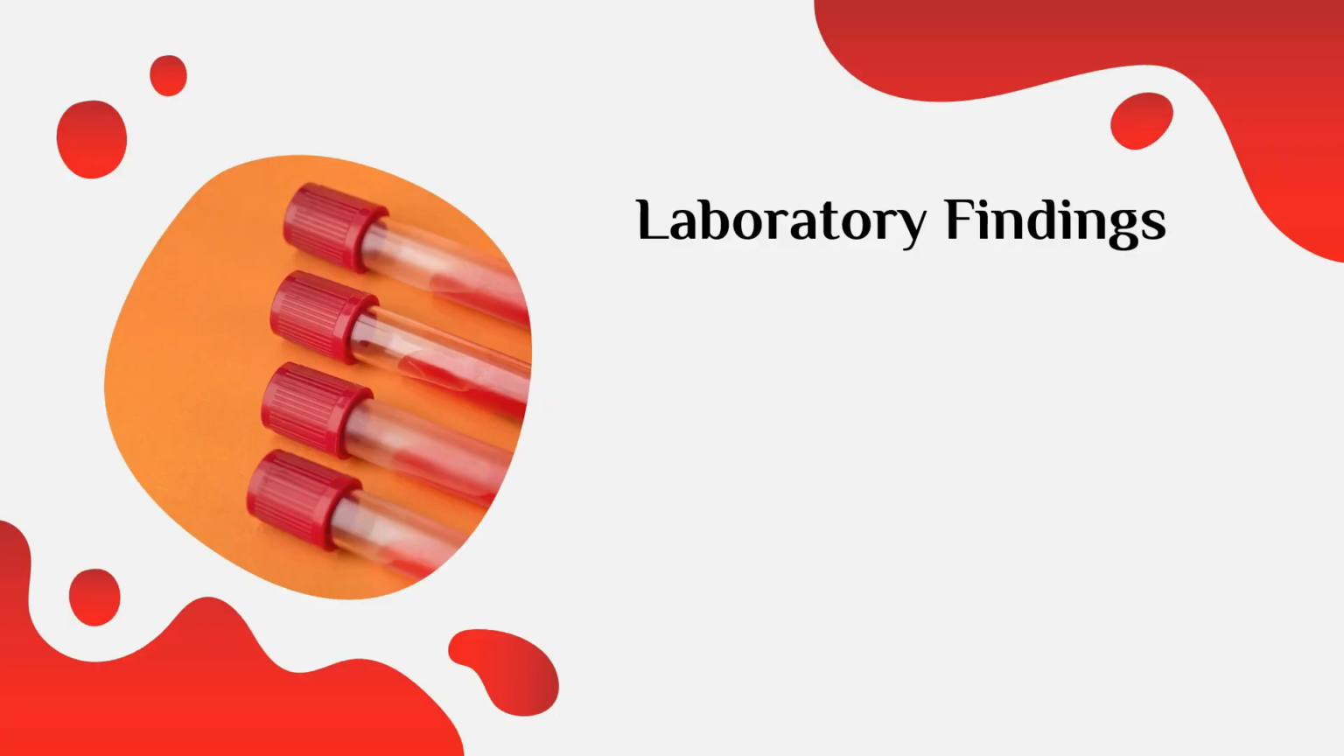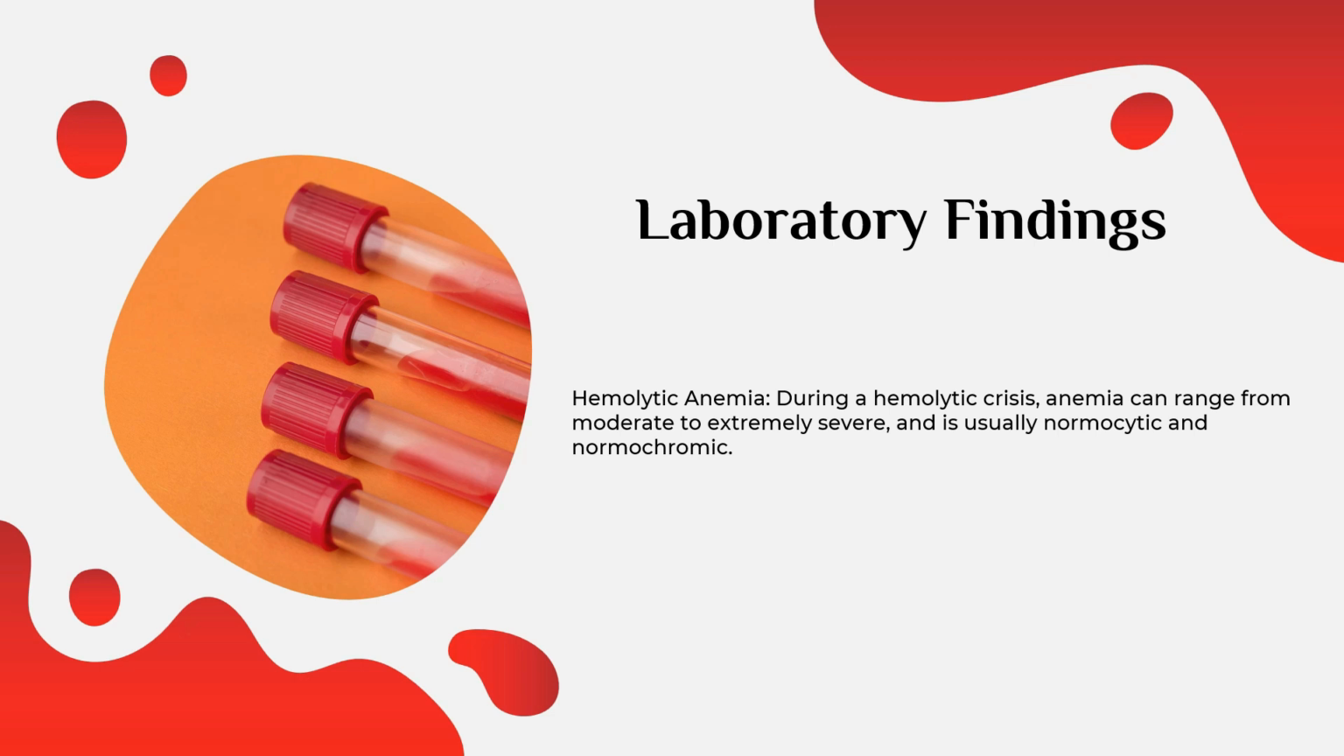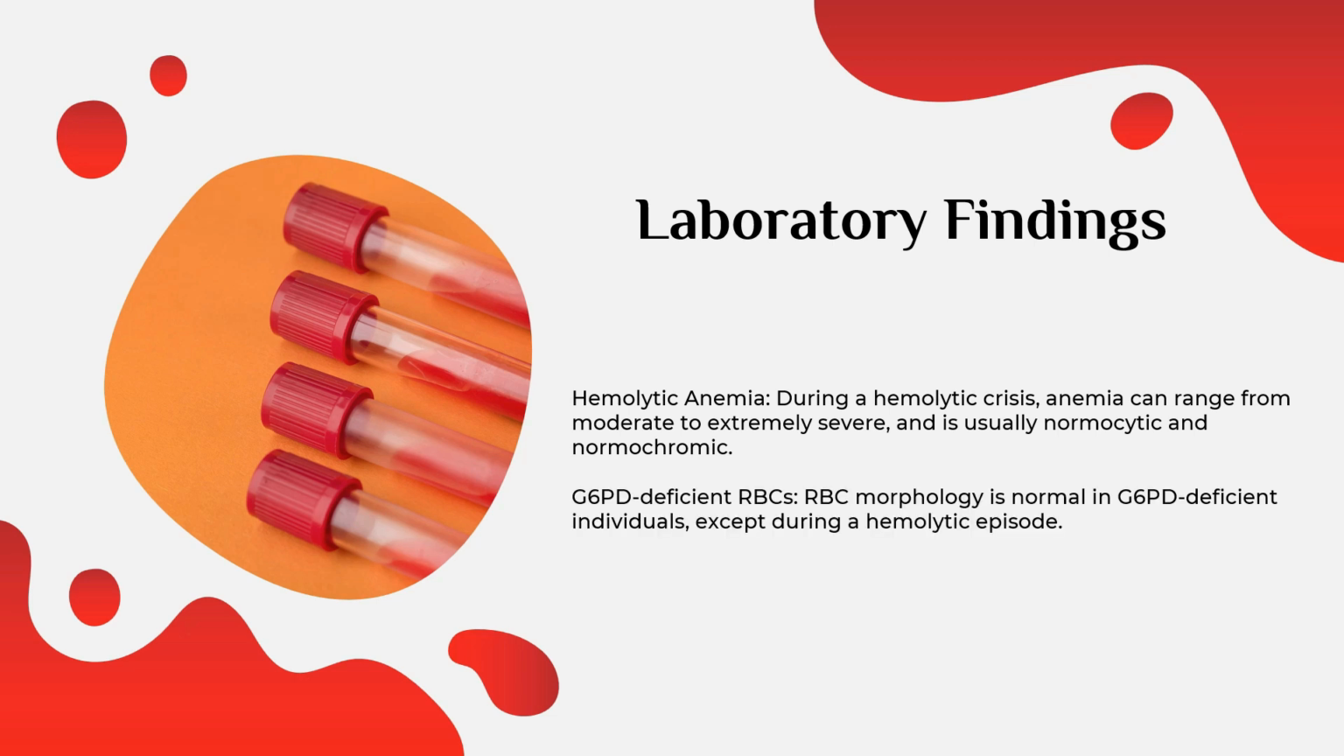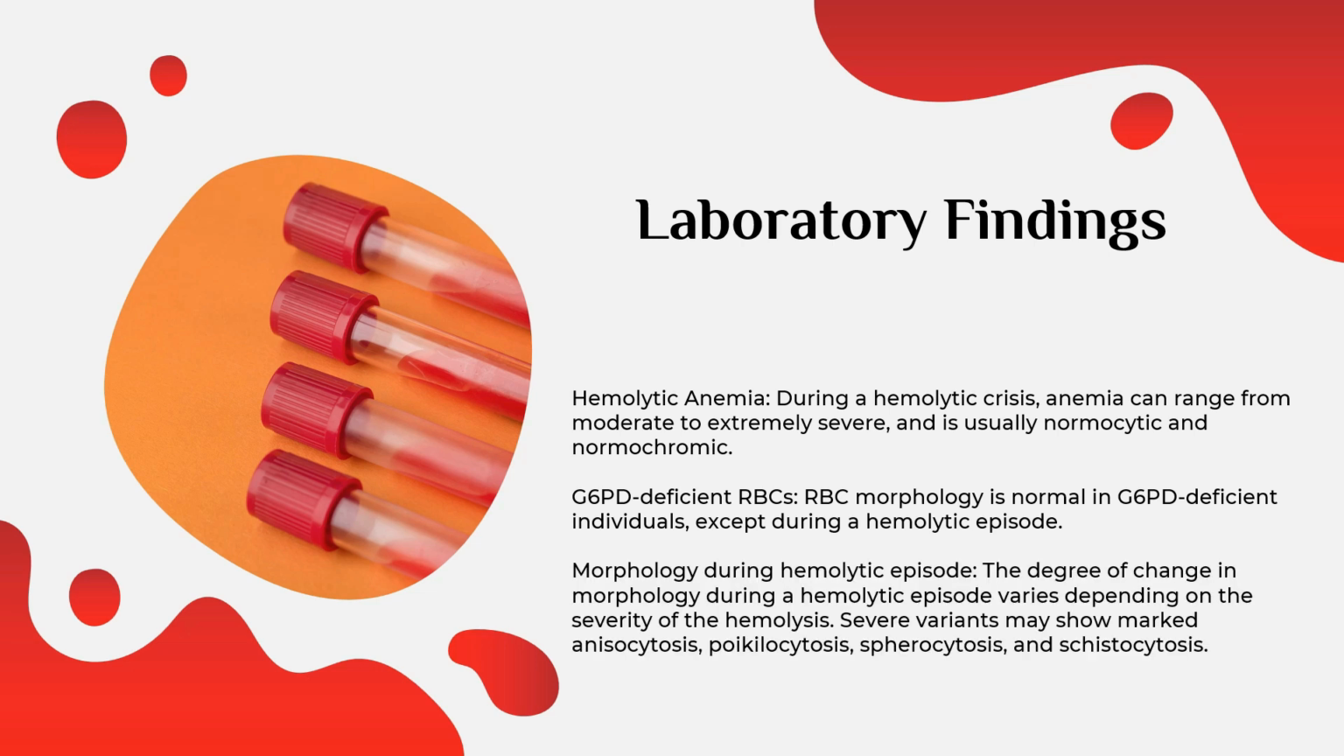Laboratory findings. Hemolytic anemia. During a hemolytic crisis, anemia can range from moderate to extremely severe, and is usually normocytic and normochromic. G6PD deficient RBCs. RBC morphology is normal in G6PD deficient individuals, except during a hemolytic episode. Morphology during hemolytic episode. The degree of change in morphology during a hemolytic episode varies depending on the severity of the hemolysis. Severe variants may show marked anisocytosis, poikilocytosis, spherocytosis, and schistocytosis.